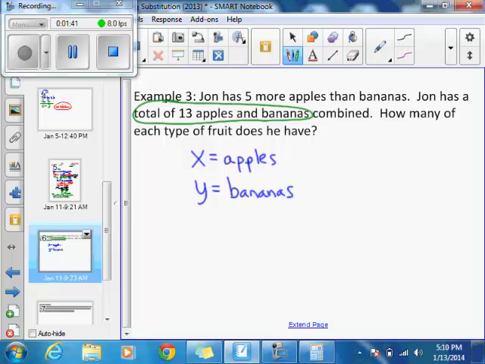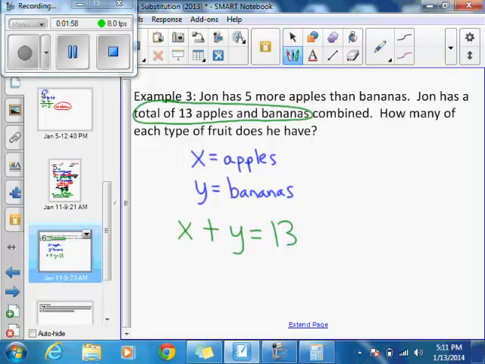So how many apples do I have? X. How many bananas do I have? Y. And I'm totaling them together, and when I total them together, I have 13. So that is my first equation. X plus Y equals 13.